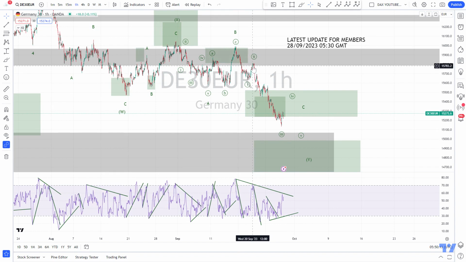But we have to wait till we get something that gives us a good indication that we can go long again. That's my opinion. Okay, that's my analysis for today.